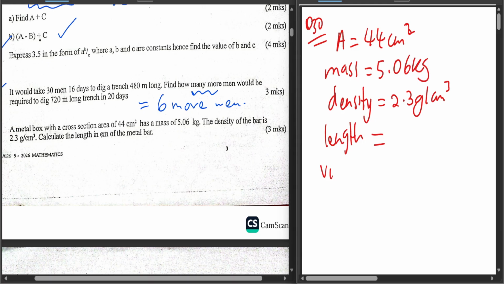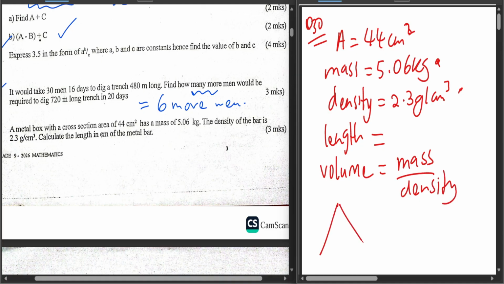Now, we know that if you've been given mass and density, then volume is equal to mass over density. How do you know that? It's through the diagram that we have here. If the top is mass, the bottom is supposed to be density and volume. So if you're searching for volume, then you take mass over density.